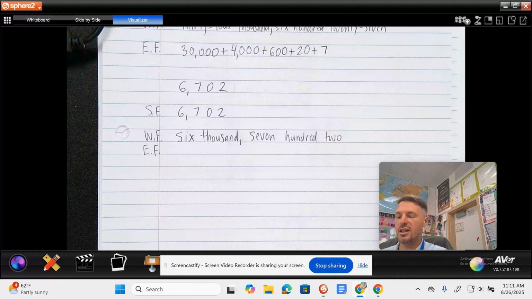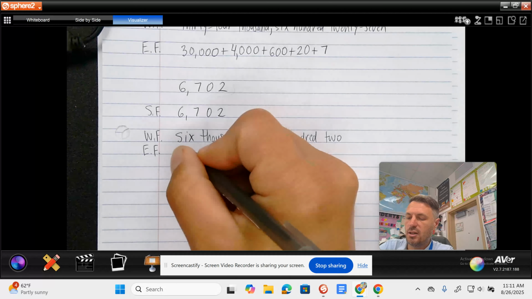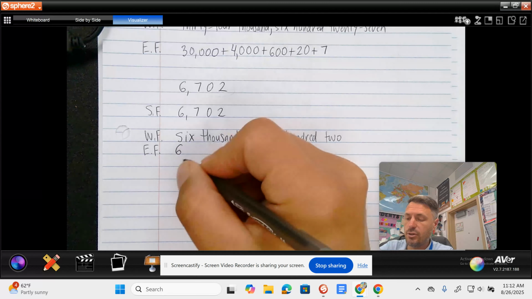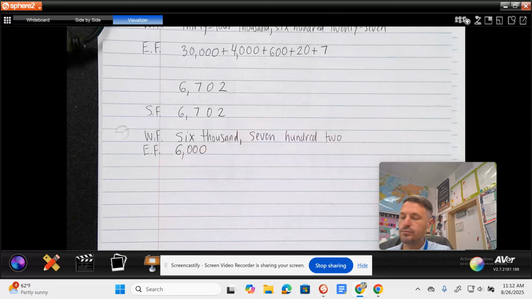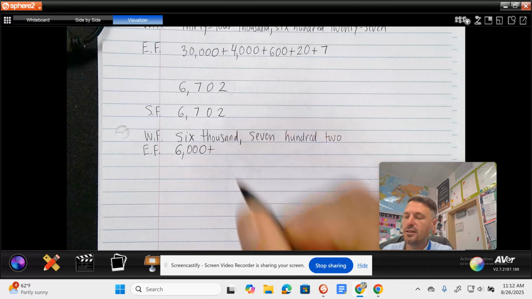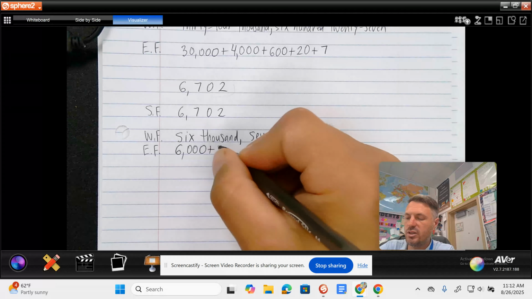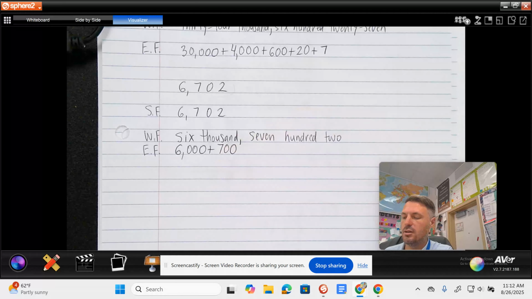Okay? And then expanded form. Remember, with expanded form, all we're doing is writing the value of each digit, and then we add it to the value of the next digit, moving from the left to the right. So we start with the 6. But it's not just a 6, it's a 6 in the thousands place, so its value is 6,000. And then we add that to the value of the next digit. It's a 7. It's in the hundreds place, so its value is 700. And we add that to the value of the next digit.